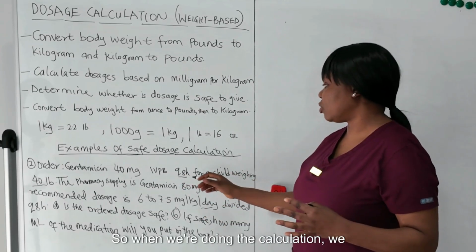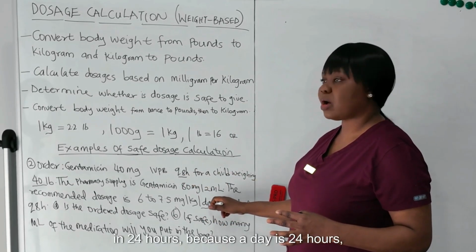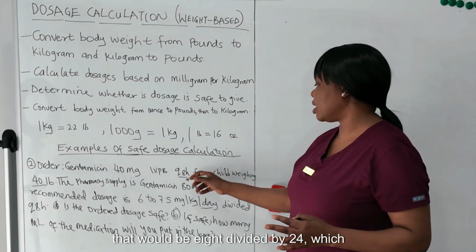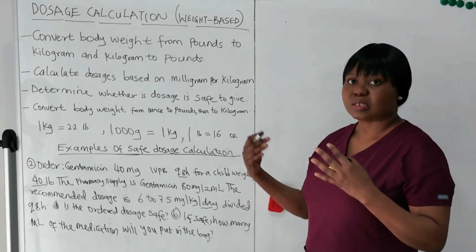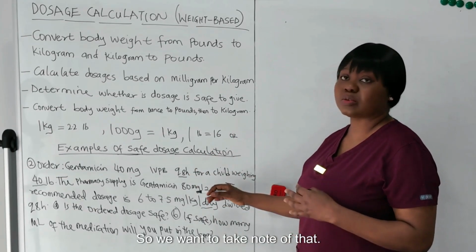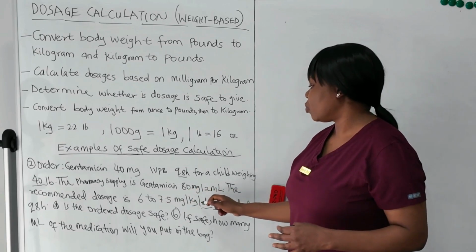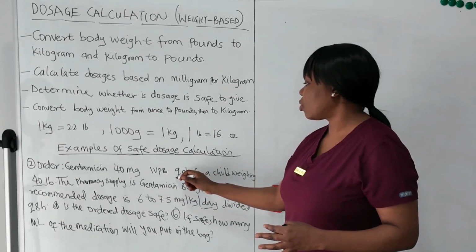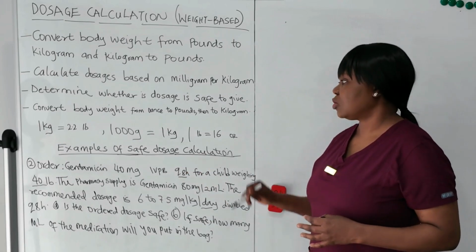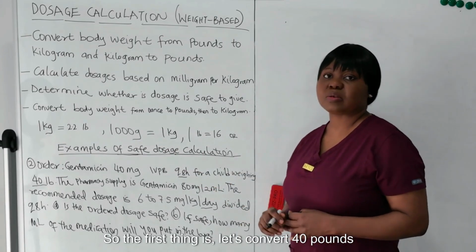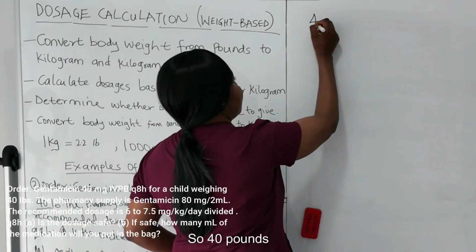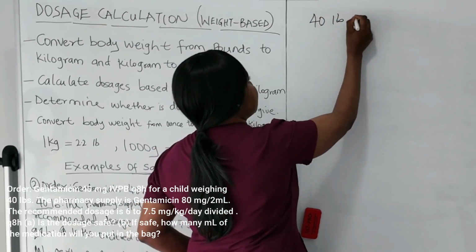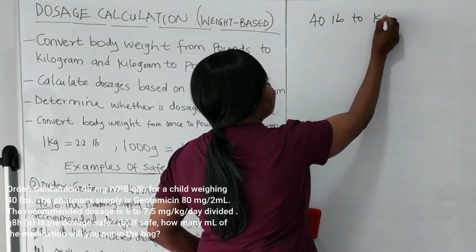So when we are doing the calculation, we know that 8 hours in 24 hours, because a day is 24 hours, that will be 24 divided by 8, which will be 3 divided doses. So we want to take note of that, so that when we calculate, we won't just conclude and say, oh, it's not safe. We want to first of all divide it to correlate with Q8 hours. So the first thing is, let's convert 40 pounds to kilogram.